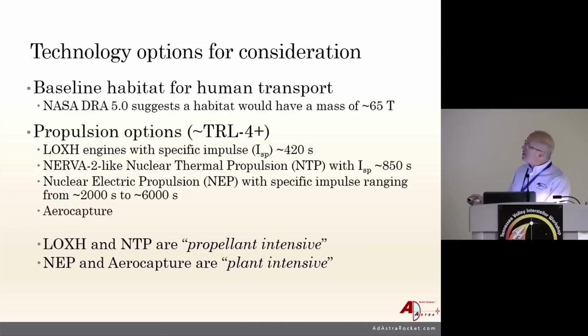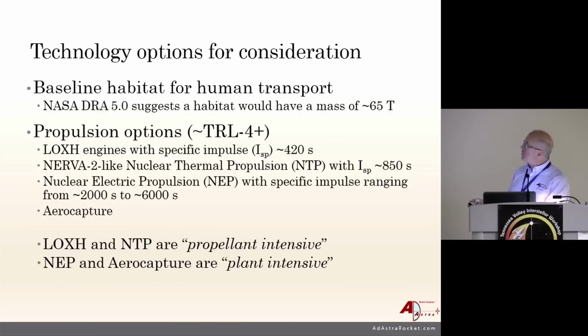So I want to look at propulsion options that are TRL-4-ish or better. Certainly we have LOX hydrogen engines. They are great systems, but they only have a specific impulse of about 420 seconds. That's the number I'm going to be using in my slides. It doesn't make a lot of difference. It's low. You have NERVA 2-like propulsion systems that were developed for the Saturn upper stages, and they have a specific impulse of about 850 seconds. That maybe can go a little bit higher, but again, that's the ballpark.